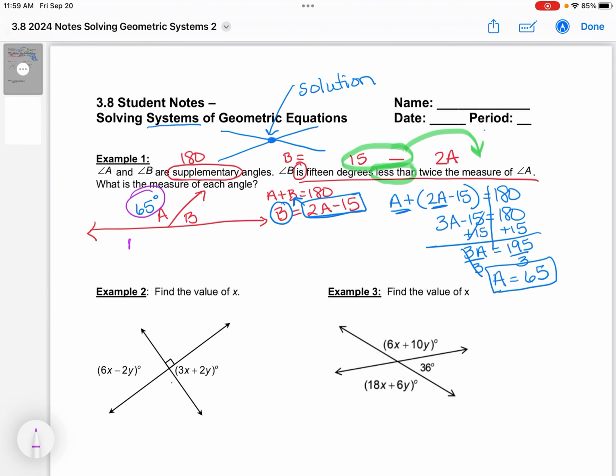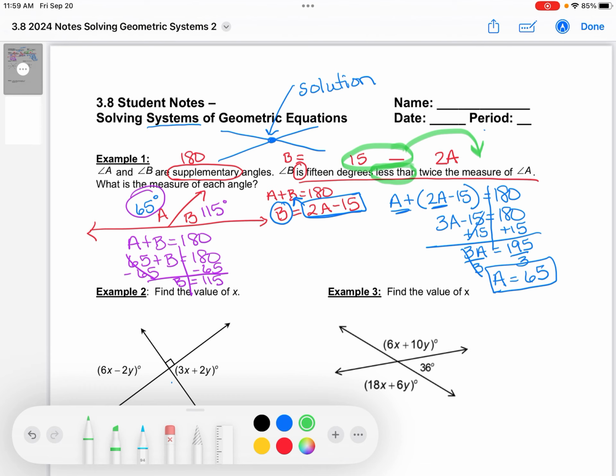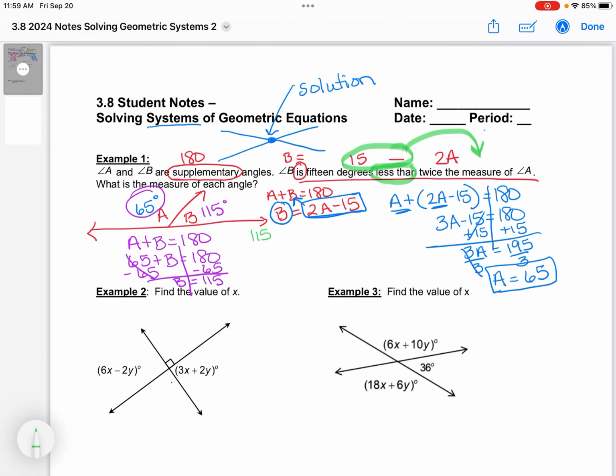All right, so I'm going to take my 65 and I'm going to take my A plus B equals 180. I'm going to put in 65 plus B equals 180, which you guys already figured out probably. I'm subtracting 180 minus 65, and that's going to be B equals 115. So B is 115, and I'm going to check my work by adding 115 plus 65 and make sure I get 180, and I do. So I got the right answer.